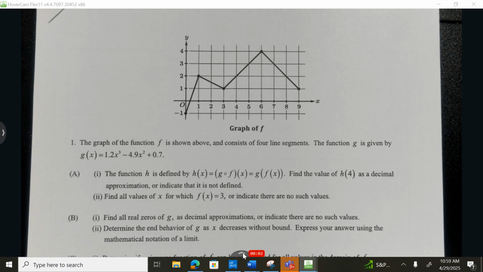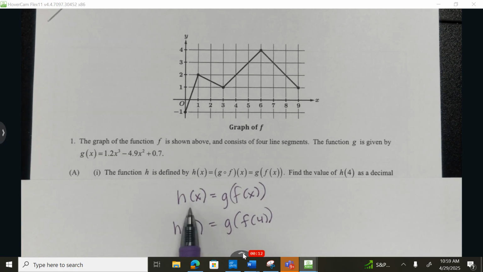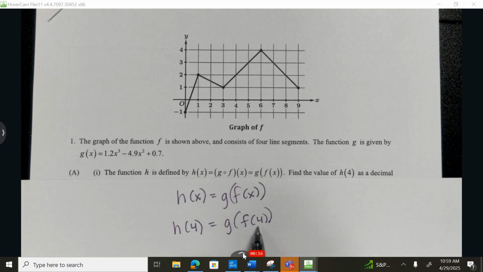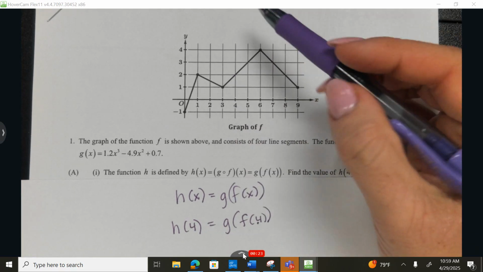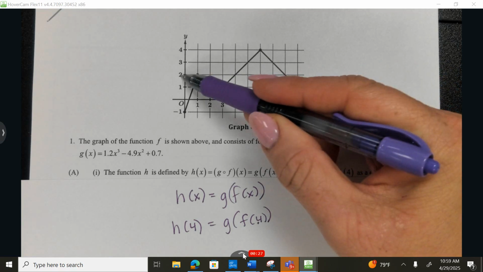All right, for part A, we are going to define h as g of f of x, and we want to know what is h of 4. And so I want to show all of my work here. I know h of x is equal to this composite function, and now I'm going to replace the input value with 4. So let's come up above. This is the graph of f of x. I'm going to find when the input value is 4, we can see the output value is 2.